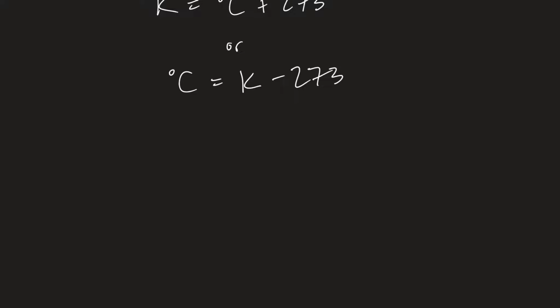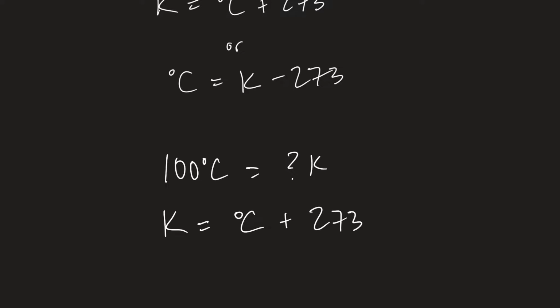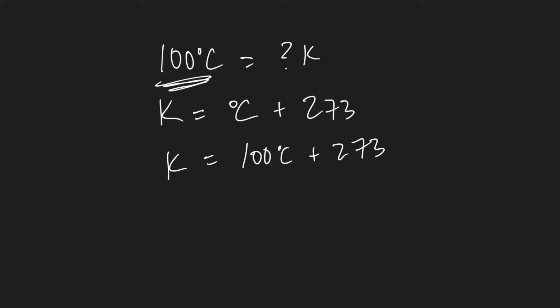water boils at 100 degrees Celsius. So what is that in Kelvin? Well, we know that Kelvin is equal to degrees Celsius plus 273. In this case, Kelvin is equal to the temperature of water when it boils, 100 degrees Celsius, plus 273. So we could say that water boils at 373 Kelvin. It's pretty simple as that, okay?